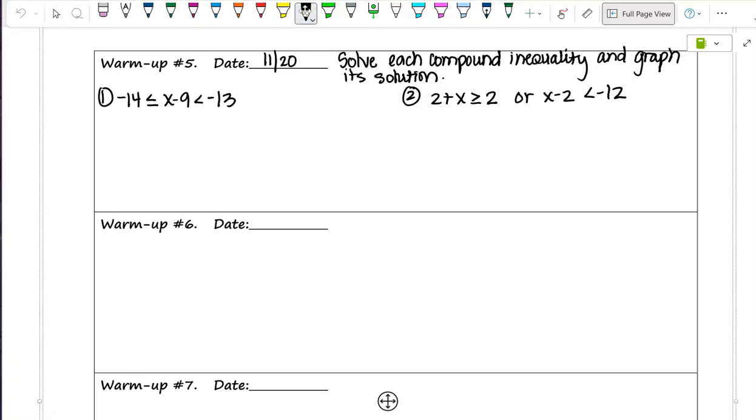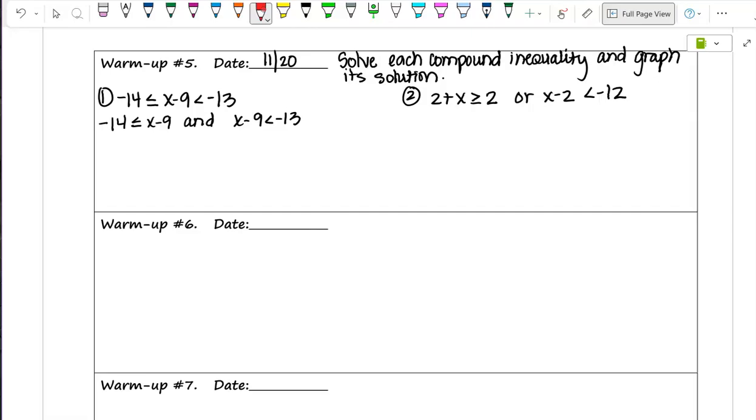We split that up so that we have negative 14 is less than or equal to x minus 9. And then we use that x minus 9 again is less than negative 13. So when it's written in inequality notation like that, we are splitting it up into two inequalities. That middle part goes with both parts. Now we're just solving two individual inequalities.